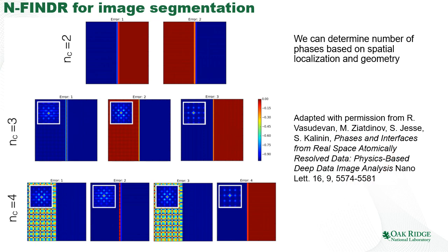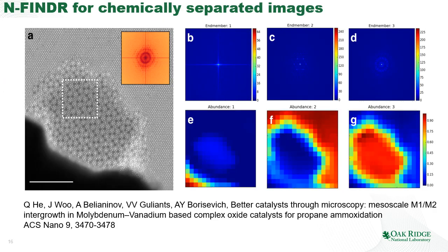The next thing you can ask, however, is whether this approach works for real experimental data as well as it works for synthetic data. And the answer is yes, it does. This is an example of a scanning transmission electron microscopy image of the molybdenum vanadium-based complex oxide. You can clearly see that there are two phases here. The M1 is the hexagonal phase, and the M2 is some form of the more complex structure. So the question becomes, can we take this image, separate it into the proper phases, and find the properties of the individual M1 and M2 phase?